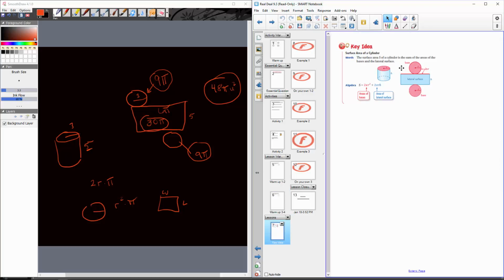So the key idea is, how do you make these nets? Remember, you need the base, so that's the top and the bottom. You need the height, and then you need the circumference across the top to determine this lateral surface.